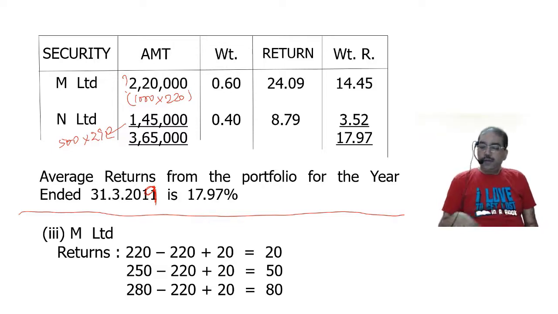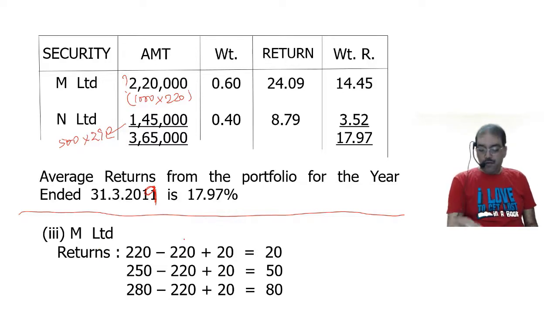Now come to the third part of the question. We have to calculate standard deviation. To calculate it, we will require some additional information: the probability with the returns, as we have done in the very first question. X minus R. So what is R over here? I do not know, because I do not know the returns. So I first calculate the returns.